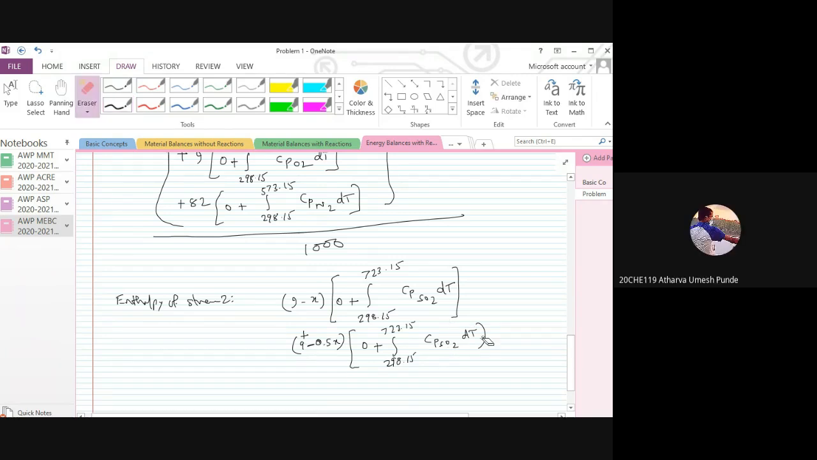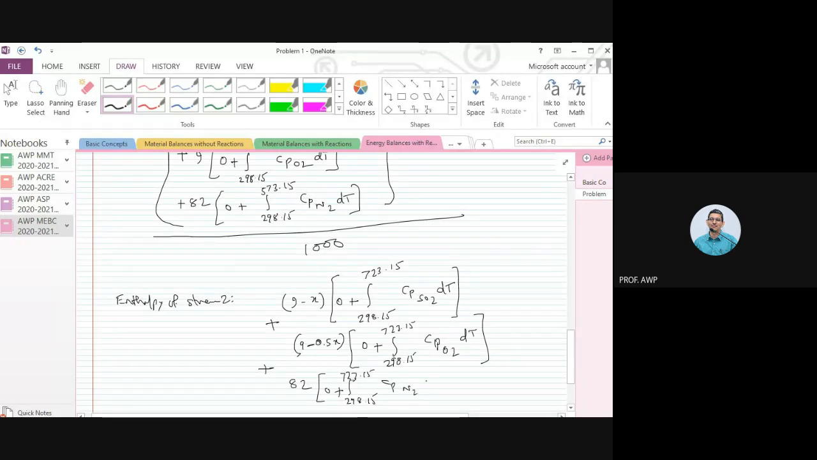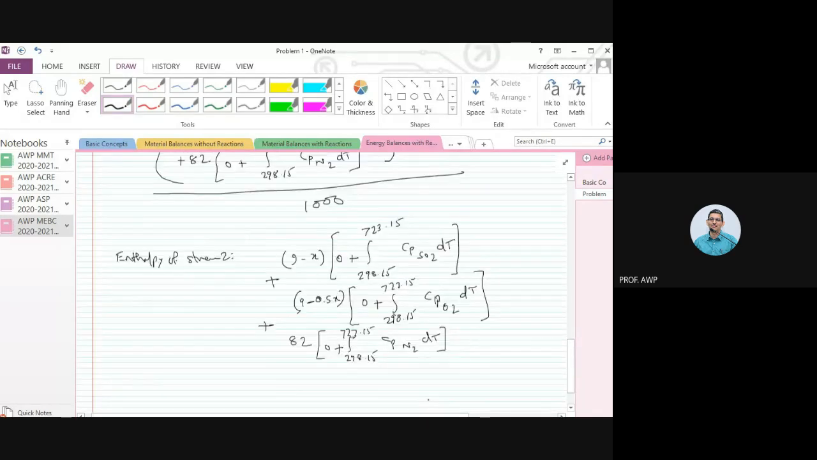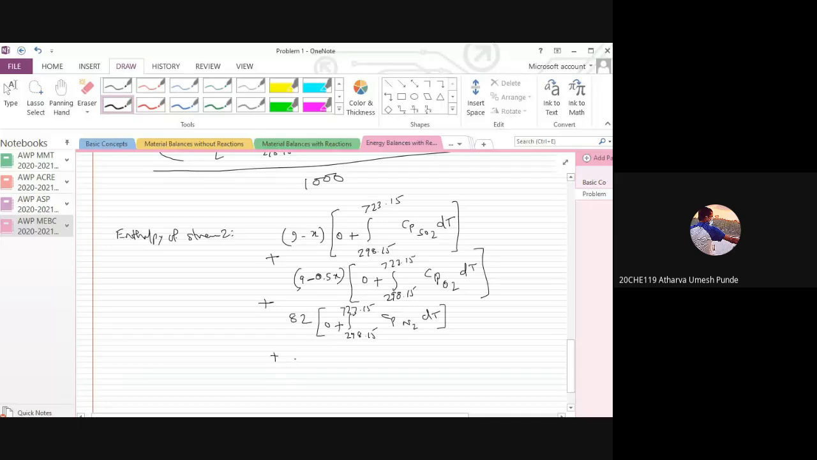Let's say 82 into... wait. Cp not SO2, it is Cp of oxygen. Plus 82 into 0 plus the integral from 298.15 to 723.15 of Cp of nitrogen dT. Plus, you want to convert into kilojoules?